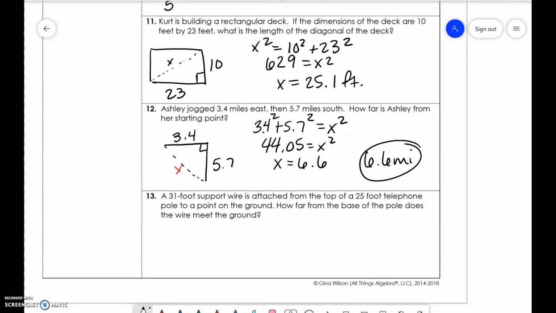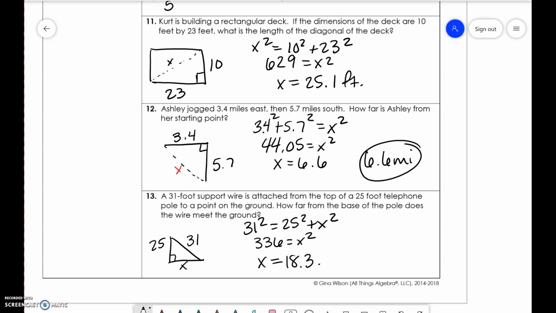And a 31-foot wire is attached from the top of a 25-foot pole. How far is the base of the pole to where the wire meets? So we have 31 squared is equal to 25 squared plus x squared. We get 336 is equal to x squared. Hold on. And then we get x is equal to 18.3 feet. So that's how far it is.